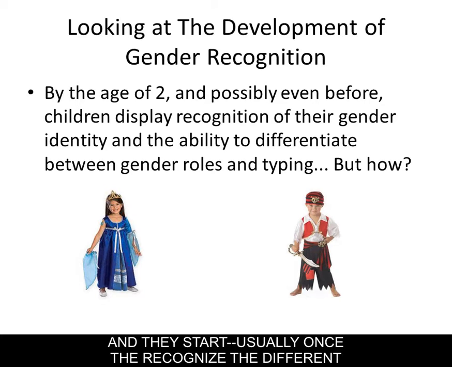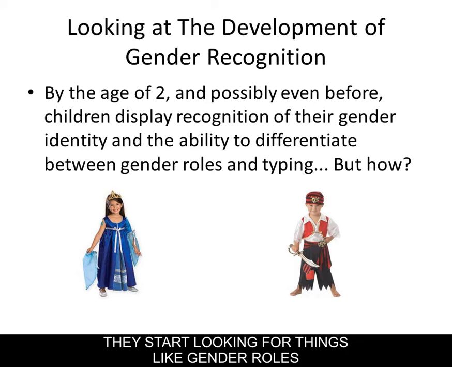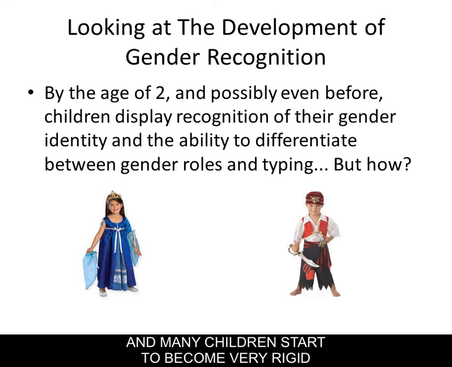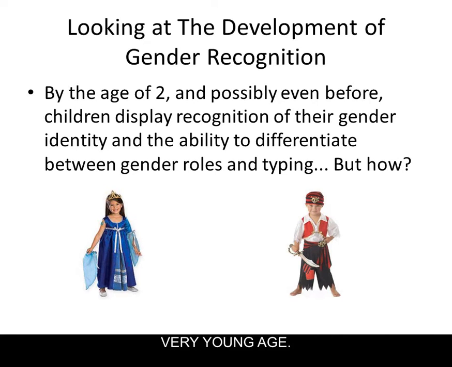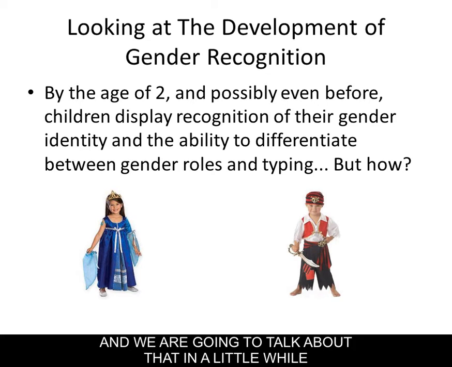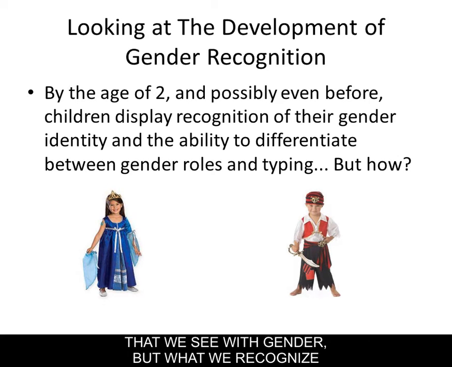Usually, once they recognize the different types of genders that are out there, they start looking for gender roles, or things that you associate with specific genders. And many children start to become very rigid in their perspectives of gender at a very young age. Now, their understanding of gender is not entirely set. We're going to talk about that in a little while when we get to some of the more unusual effects that we see with gender.